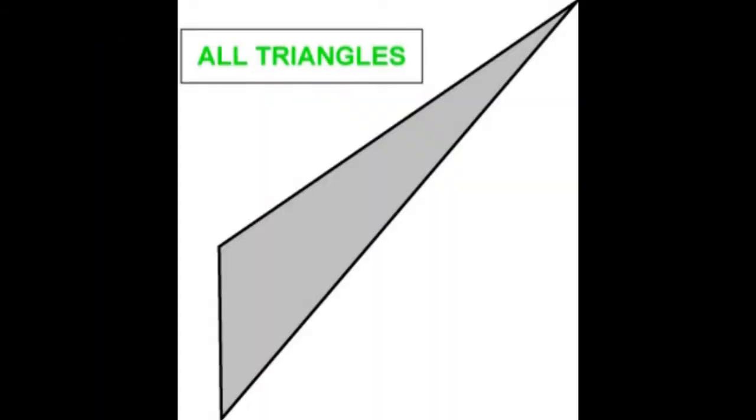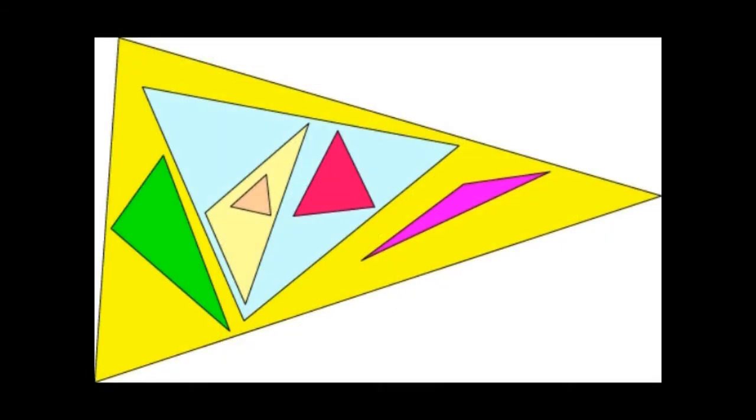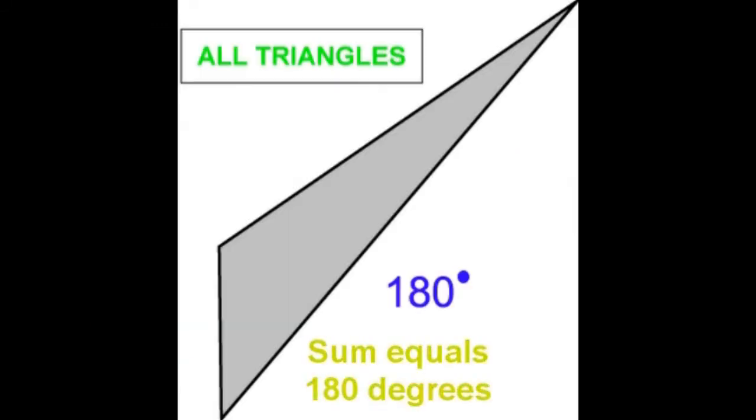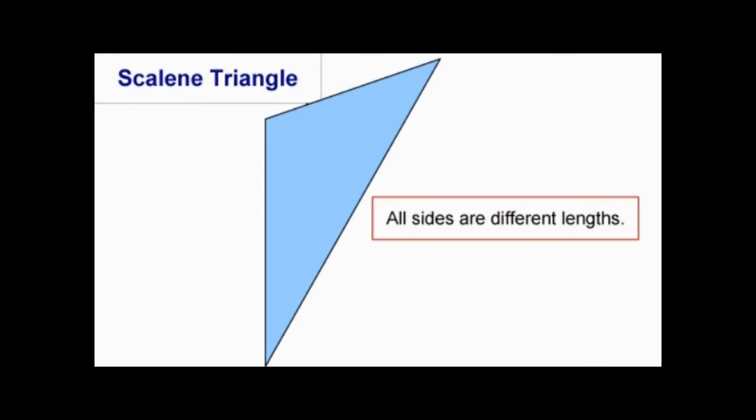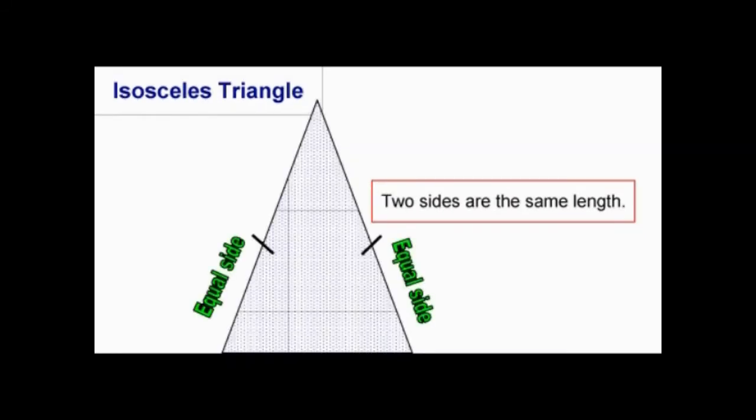When you add the interior angles of a triangle, it will always equal 180 degrees. No matter how big or how small the triangle is, the angles will always equal 180 degrees. On a scalene triangle, all the sides are different lengths. An isosceles triangle has two sides that are the same length. Do you see the two tick marks? That tells us that those two sides are equal.